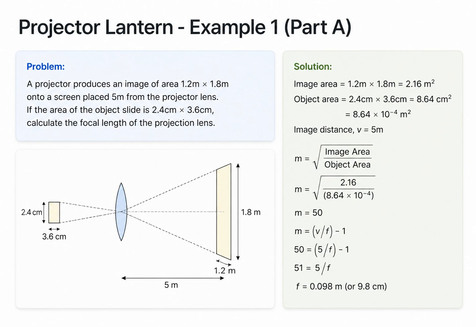Using our area magnification formula, the square root of the image area over the object area gives a magnification of 50. We then plug this into our formula. 50 equals 5 over f minus 1. Solving for f, we get a focal length of 0.098 meters, or 9.8 centimeters.